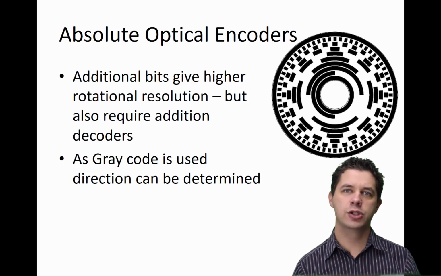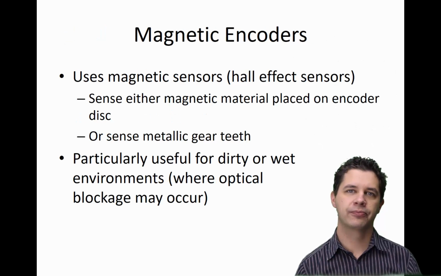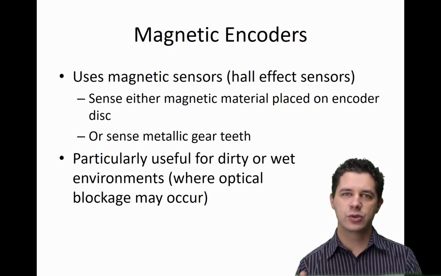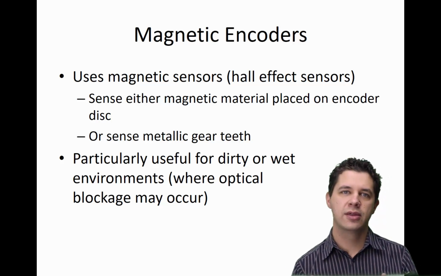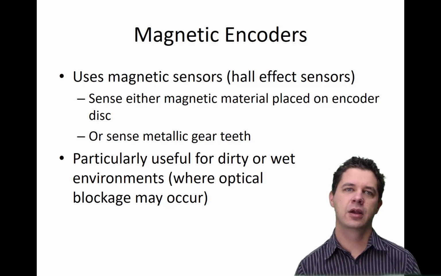Now, these optical encoders are all well and good in very high resolution, but there are some circumstances where they don't work so well. And that's particularly when we're in wet or dirty environments where we might get some rubbish on the optical encoder, or it might get blocked, or there are all sorts of conditions that can occur where we might not want to use an optical encoder. In these circumstances, we generally use a magnetic encoder.